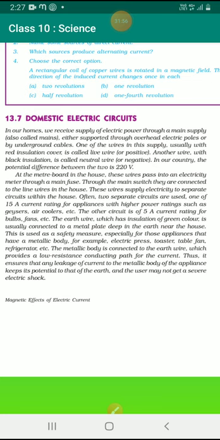ಫಾರ್ ಎಕ್ಸಾಂಪಲ್ ಎಲೆಕ್ಟ್ರಿಕ್ ಪ್ರೆಸ್, ಟೋಸ್ಟರ್, ಟೇಬಲ್ ಫ್ಯಾನ್, ರೆಫ್ರಿಜರೇಟರ್ ಎಕ್ಸೆಟ್ರಾ. ದ ಮೆಟಾಲಿಕ್ ಬಾಡಿ ಇಸ್ ಕನೆಕ್ಟೆಡ್ ಟು ದ ಅರ್ತ್ ವೈರ್, ವಿಚ್ ಪ್ರೊವೈಡ್ಸ್ ಅ ಲೋ ರೆಸಿಸ್ಟೆನ್ಸ್ ಕಂಡಕ್ಟಿಂಗ್ ಪಾತ್ ಫಾರ್ ದ ಕರೆಂಟ್, ಹೌದಾ.